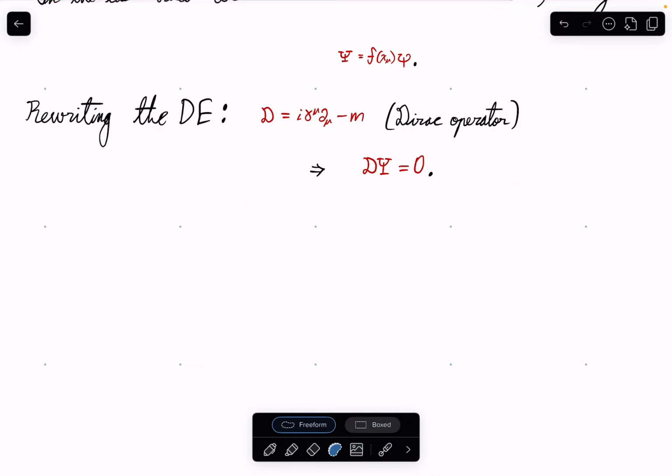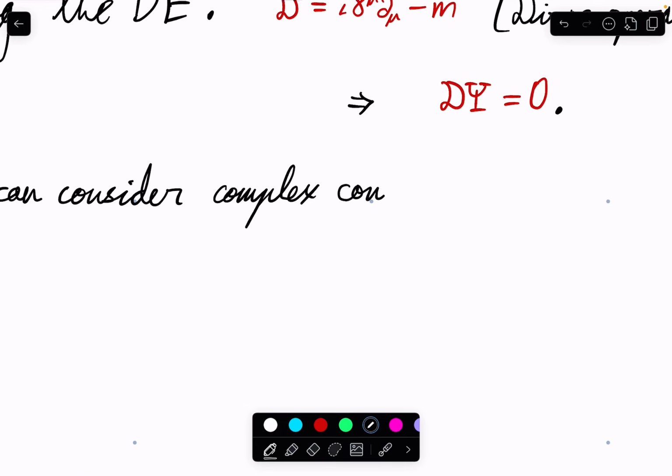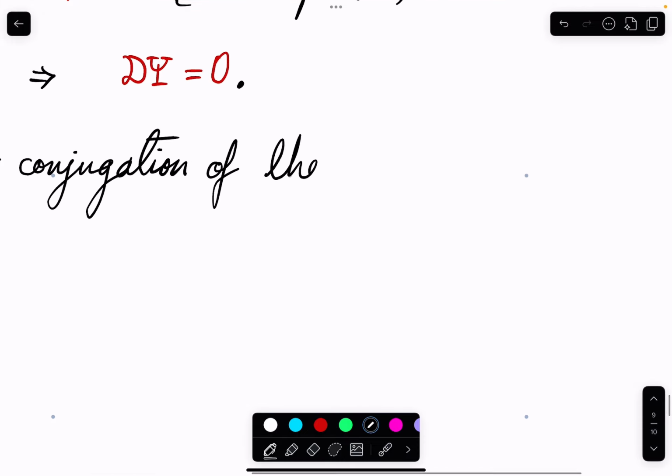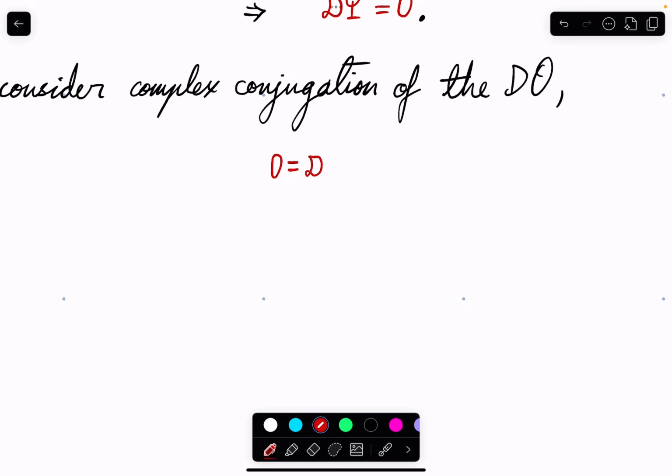The real reason that we want to rewrite the Dirac equation is so that we can consider complex conjugates of the Dirac operator. Now, we can consider complex conjugation of the Dirac operator. So not the spinor. I said spinor before, but I meant to say Dirac operator. And we're going to have that 0 is equal to the Dirac operator with the complex conjugate times the Dirac operator times psi here. And notice that if we were to multiply this on the left of 0 by this Dirac operator, it also is 0, so this whole thing is still equal to 0.